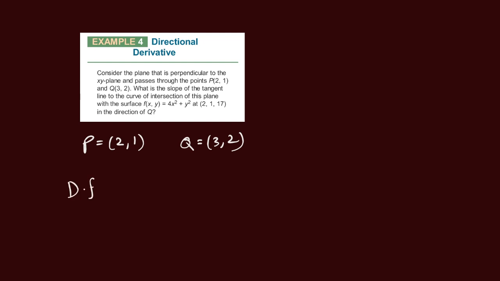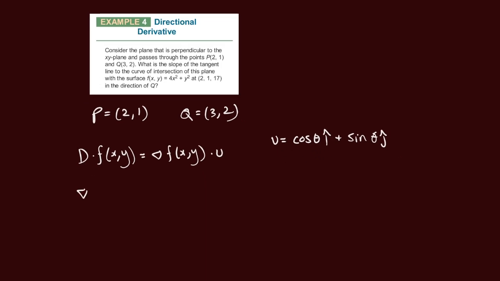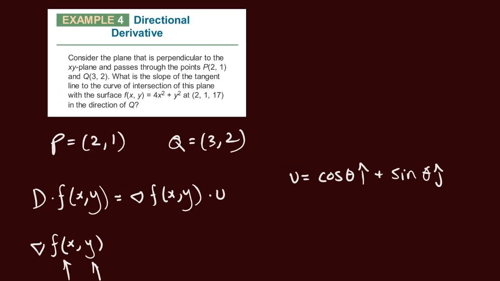So it's the following formula. Okay, so this is the grad function, and u is cos theta i plus sine theta j. So let's start by finding the grad function, and when we find the grad function, we're gonna have x to be 2 and y to be 1.